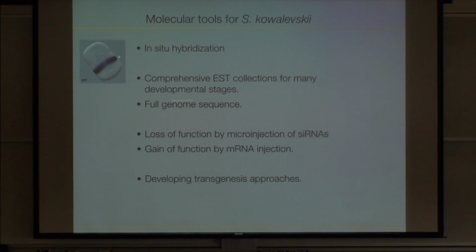We recently published the genome for this animal about 2 or 3 months ago. And then we can actually manipulate gene function. We can knock down gene function by injecting interfering RNAs. We can also manipulate gene function by overexpressing a gene, seeing what happens when you inject too much of the gene in an embryo. And then we're just starting to develop transgenic approaches as well.